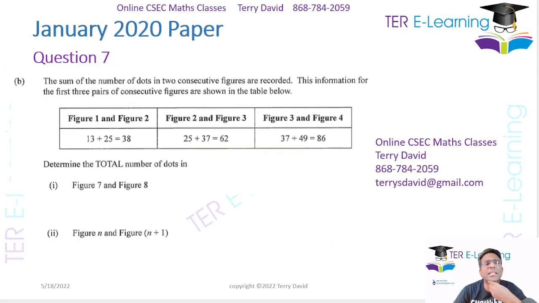Now, let's see what's happening here. They said the sum of the number of dots in 2 consecutive figures is recorded. So we're looking at the number of dots. This information for the first 3 pairs of consecutive figures is shown below. They add figure 1 and figure 2 and get this number here. They add figure 2 and figure 3 and got that. Now they want to know what we get with figure 7 and figure 8.